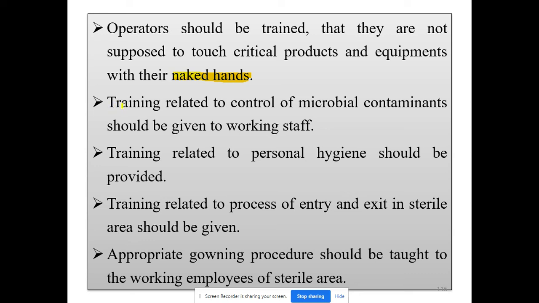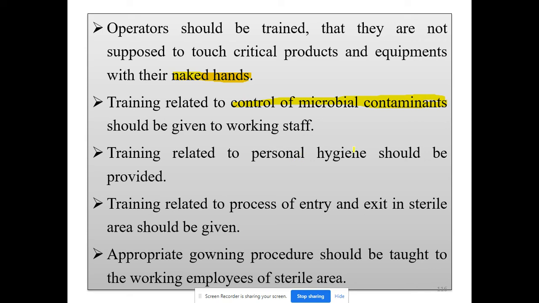Second protocol, training related to the control of microbial contaminants should be given to the working staff. Training in concern of control of microbial contaminants should be given to the working employees of the sterile area.